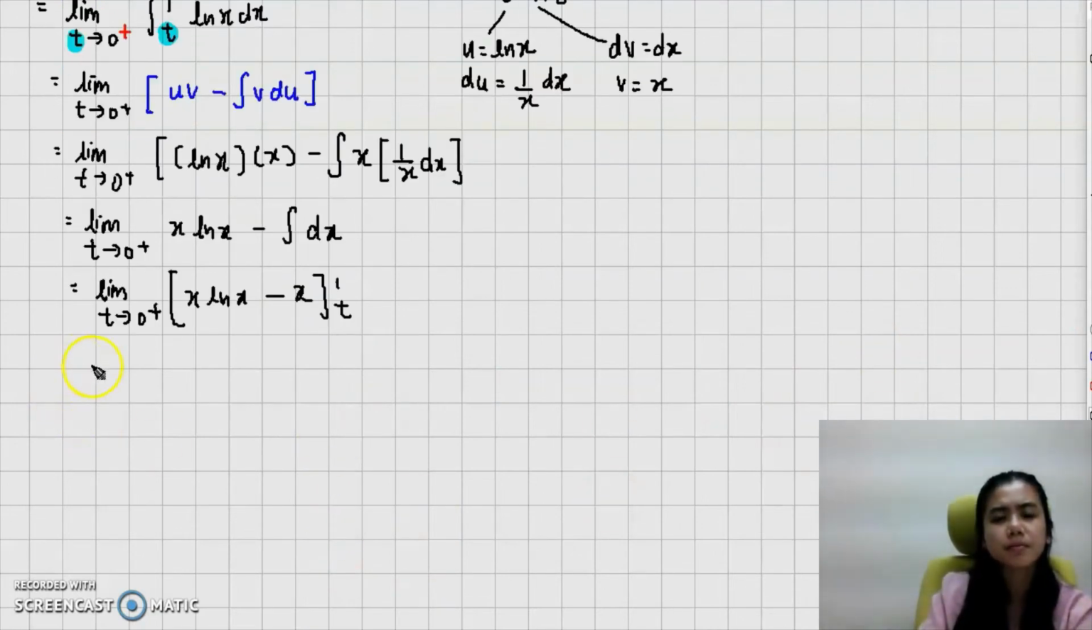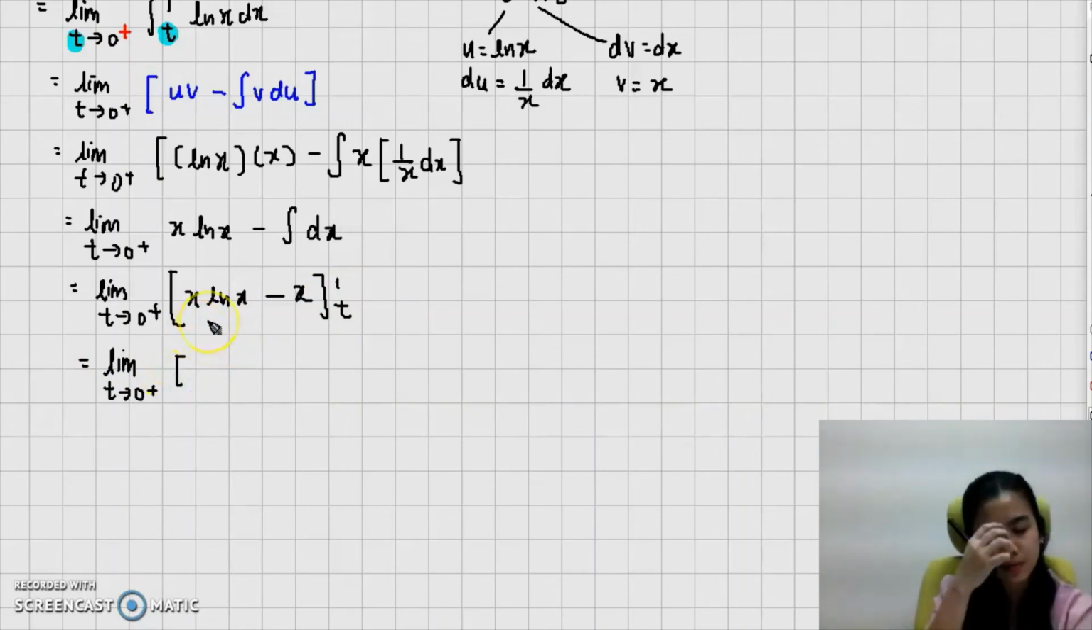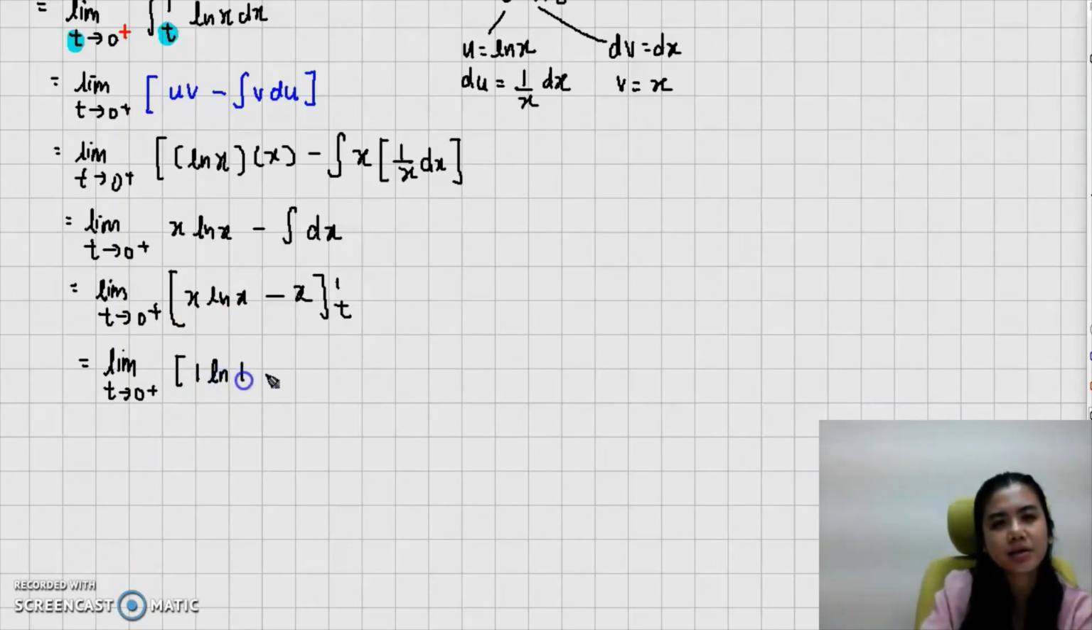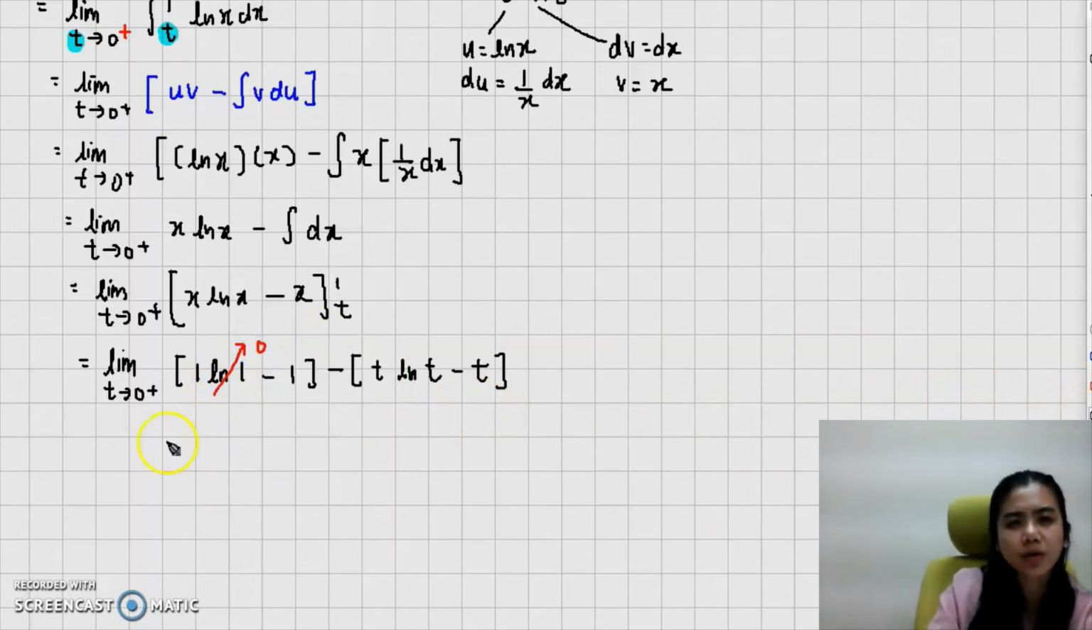Alright, okay. Sub the value back. Here we have the 1, and we have ln 1 here, and we have 1 here, minus the t, so t ln t minus the t here. Again, ln 1 is actually 0. Simplify it one more time before you deal with the limit.